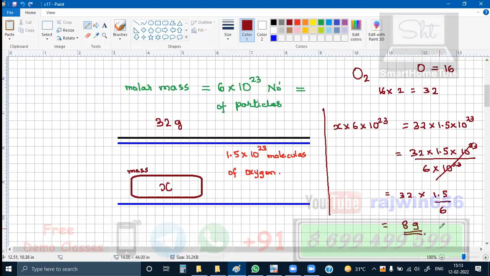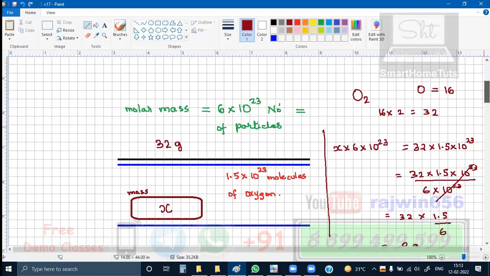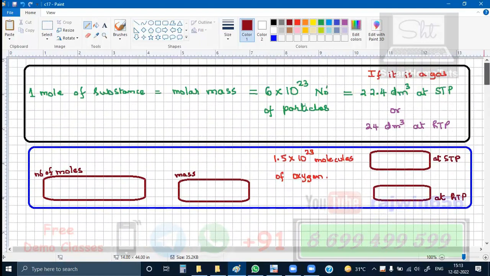So this means 8 grams of oxygen will have 1.5 into 10 raised to 23 molecules of oxygen. This was the first part that I have taken from here. Now the next part that I'm taking here is we are supposed to calculate the number of moles. Now see, we already got the mass, so I'm going to use this part only.